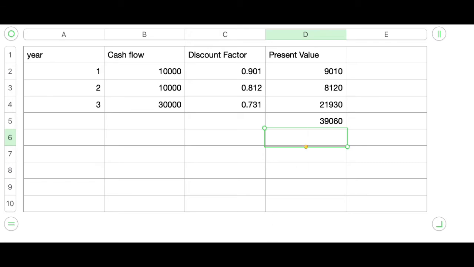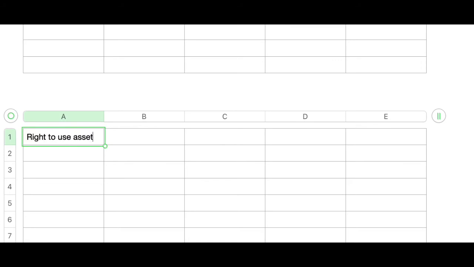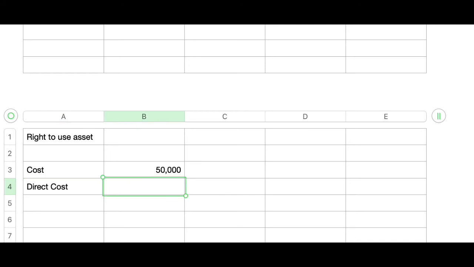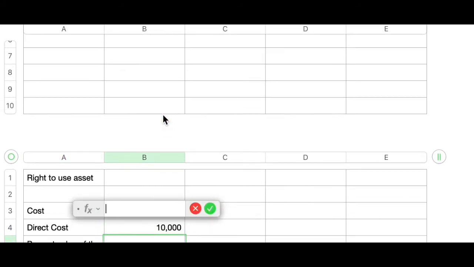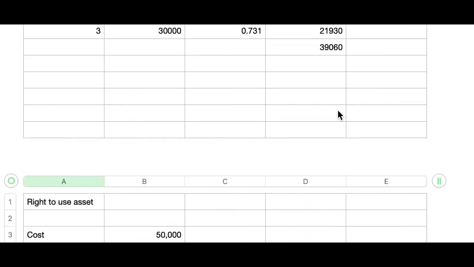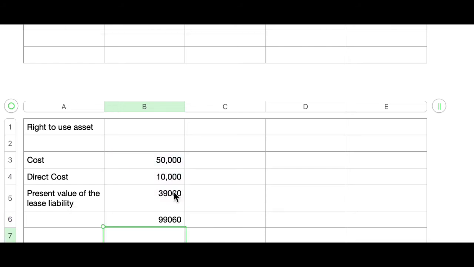Right. So now we can move towards the right-of-use asset. Now the initial cost of it was around, let's say, 50,000 as you mentioned earlier. And then you may have to do some documentation and all of it. So let's say that you incur some cost of around 10,000 doing all of that. To this, you need to add the present value of the lease liability, which is 39,060. So you add all of these together, you will get the cost of your right-of-use asset, right?